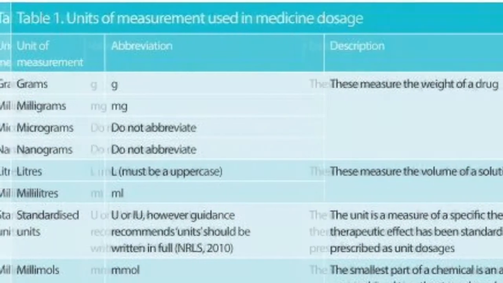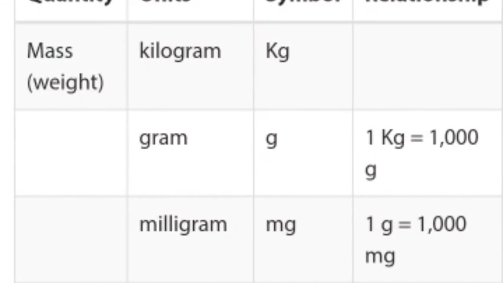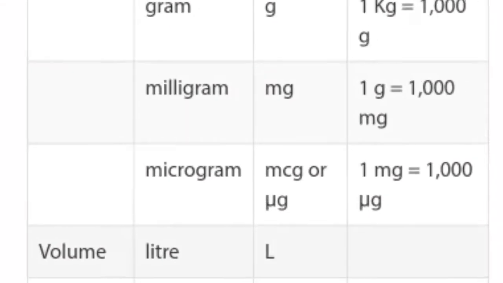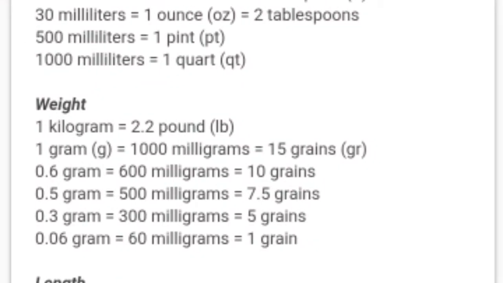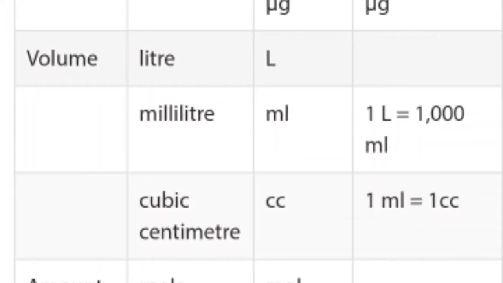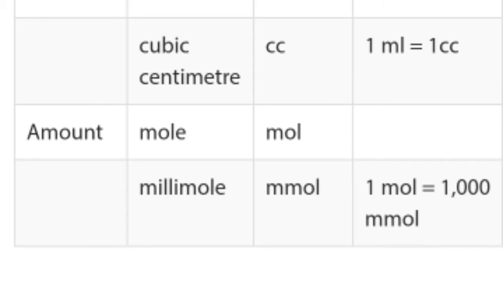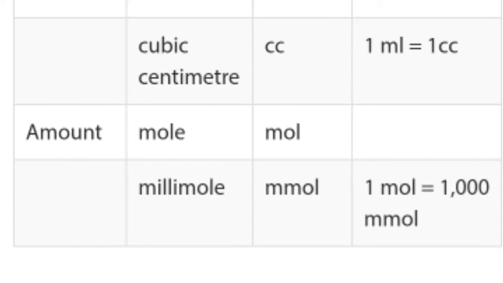First, we will see units related to mass or weight. Most commonly used units related to mass or weight are kilogram, gram, milligram, microgram, nanogram, and pound. Units related to volume are liter, milliliter, cubic centimeter, and units related to amount, that is mole, millimole, etc.